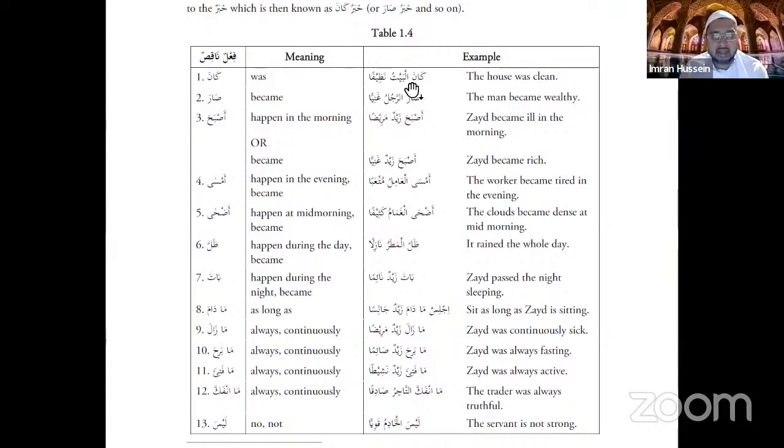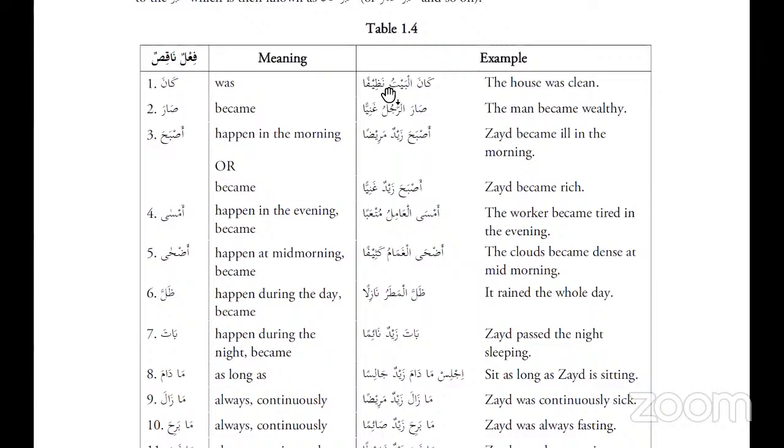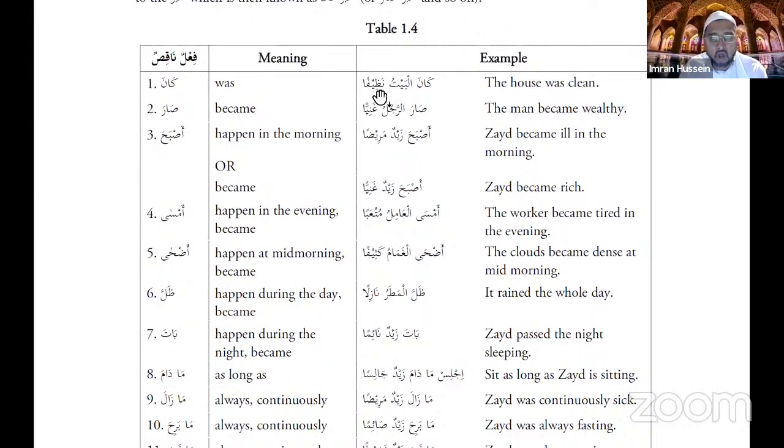Correct. And if there's a dhamma added to the word nadhif, so if we say kana al-baytu an-nadhif, then an-nadhif will no longer become the khabar of kana. It will become an adjective for the house. So then it will be kana al-baytu an-nadhifu. Then the translation will be the new house was.